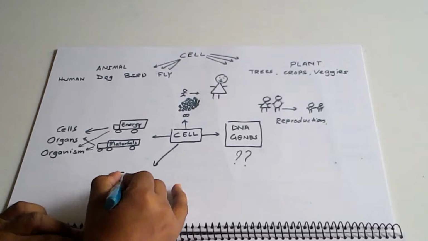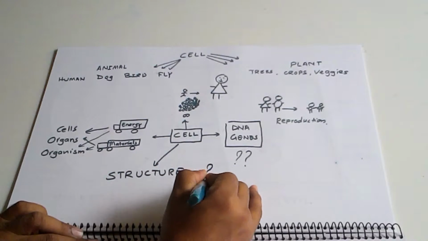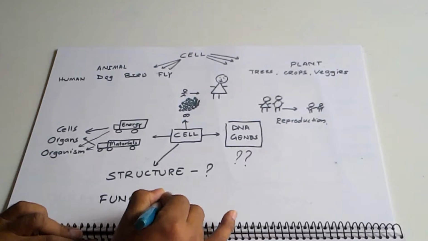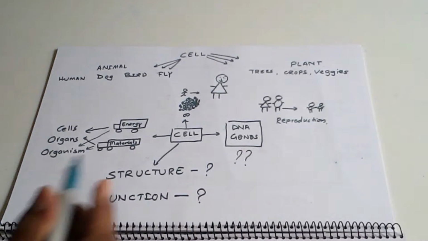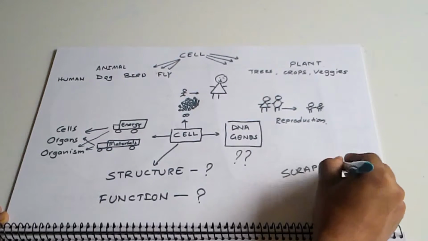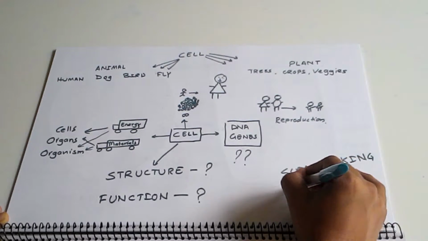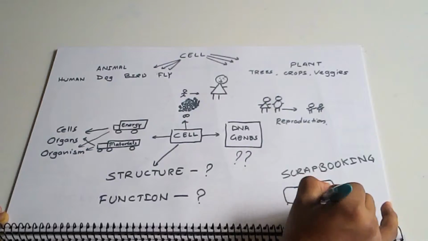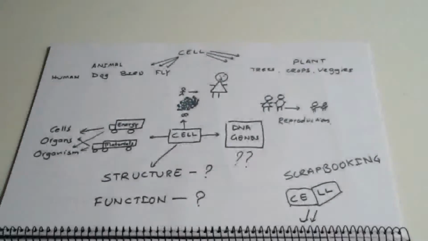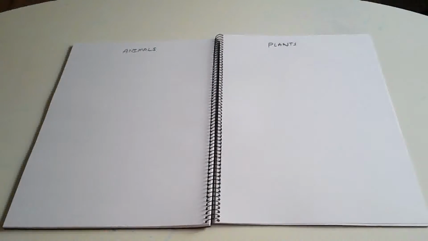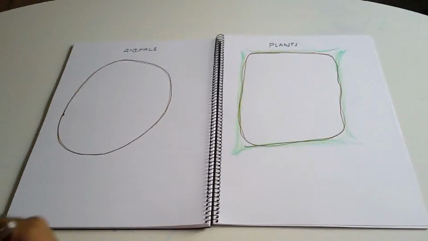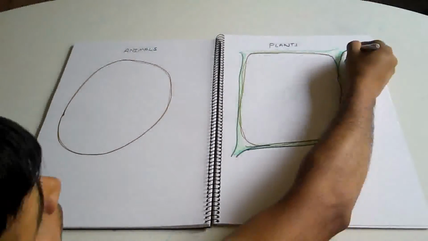So, what is a cell made up of, and what are the major functions of different components of a cell? Let's construct a simple scrapbook of cell and discuss its components and their respective functions. We will draw and describe different components of animal and plant cells respectively, and we also distinguish the differences between animal and plant cells.